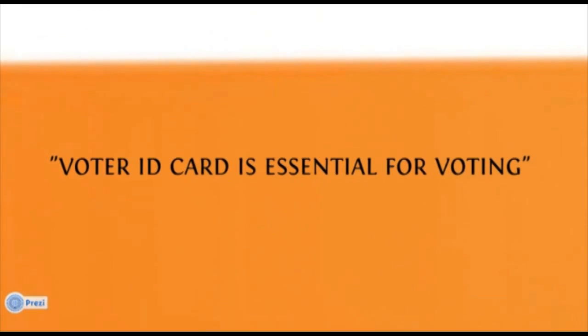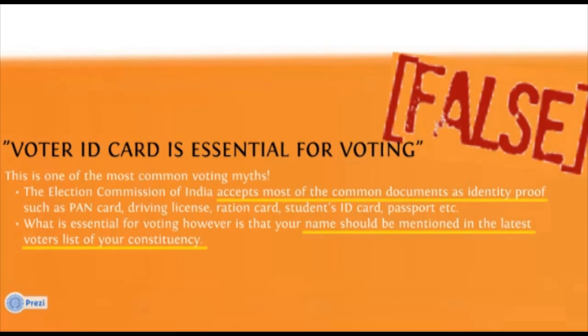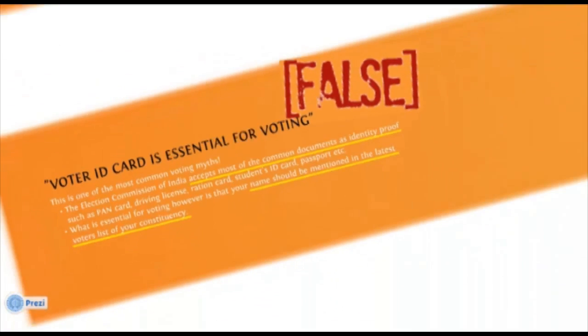Voter ID card is essential for voting. This is one of the most common voting myths. The Election Commission of India accepts most of the common documents as identity proof, such as PAN card, driving license, ration card, student's ID proof, passport, etc. What is essential for voting, however, is that your name should be mentioned in the voters list of your constituency.